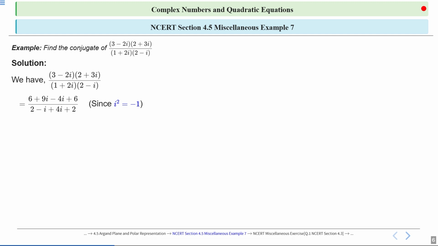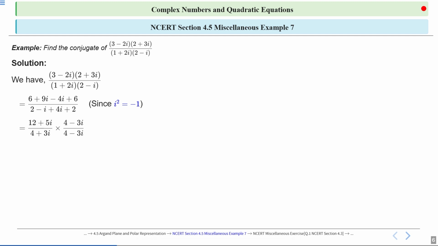So in the numerator, (3 minus 2 iota)(2 plus 3 iota) gives us 6 plus 9 iota minus 4 iota plus 6. And in the denominator, (1 plus 2 iota)(2 minus iota) gives us 2 minus iota plus 4 iota plus 2. So now notice that iota square equals minus 1. So we will use this to simplify further.